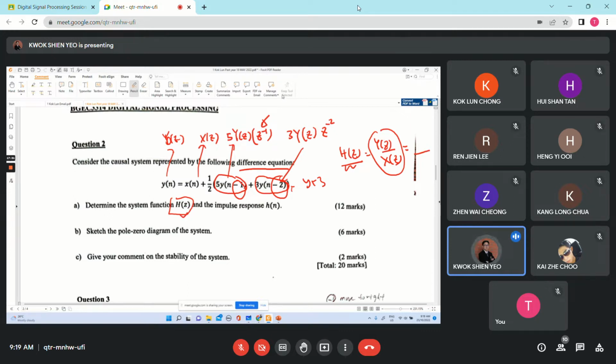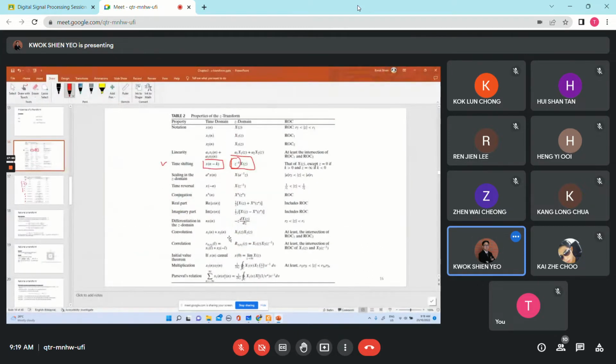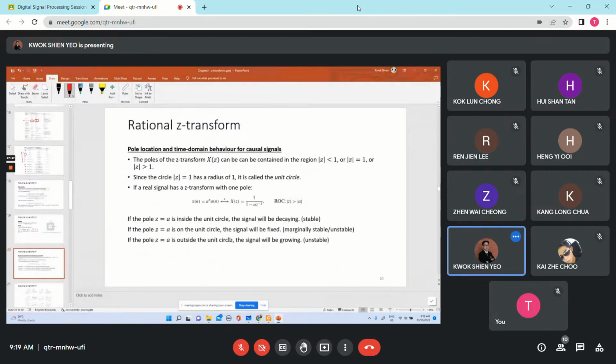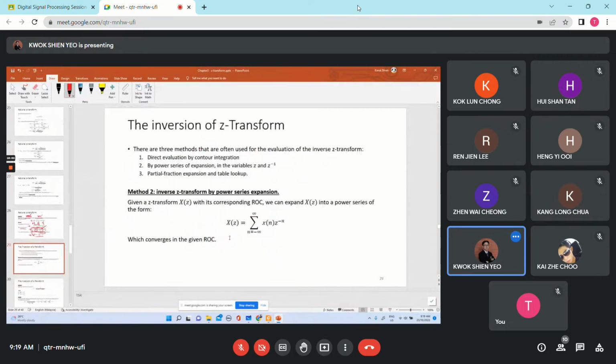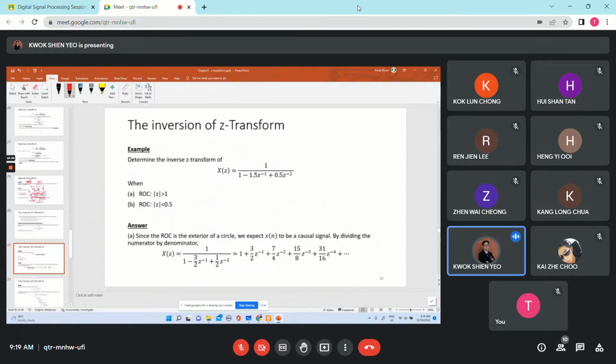Okay. And then from HZ to HN, there are many things, and normally you need to use the table, okay, and sometimes you need to do the partial, what do you call it? Partial fractions, right? Sometimes you need to use the partial fractions. Okay, partial fractions. Right.